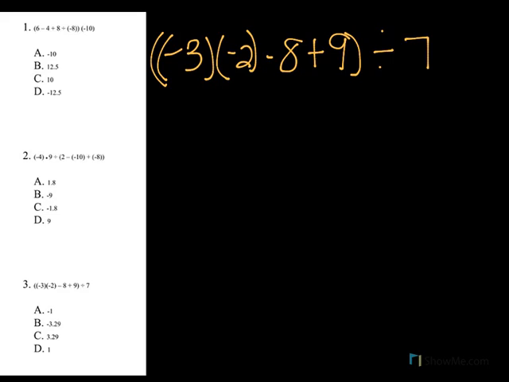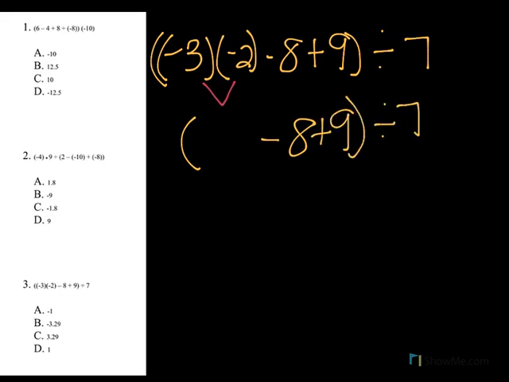So we're doing everything inside the parentheses first. We're doing multiplication or division. We have multiplication here. So we're going to bring that down. Whatever that answer is, minus 8 plus 9 divided by 7. Then you're going to do this part next. So your answer to whatever the number is, minus 8 plus 9 divided by 7.